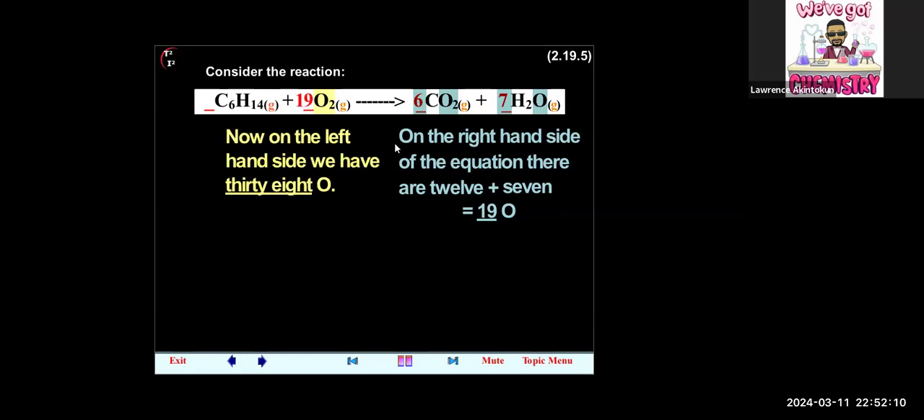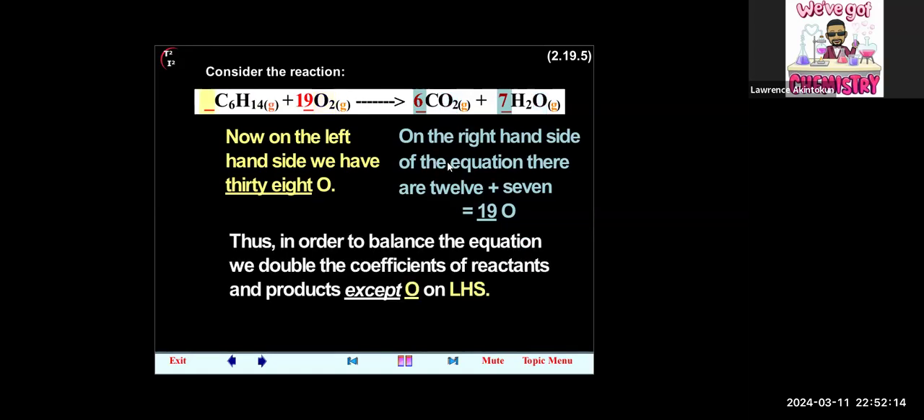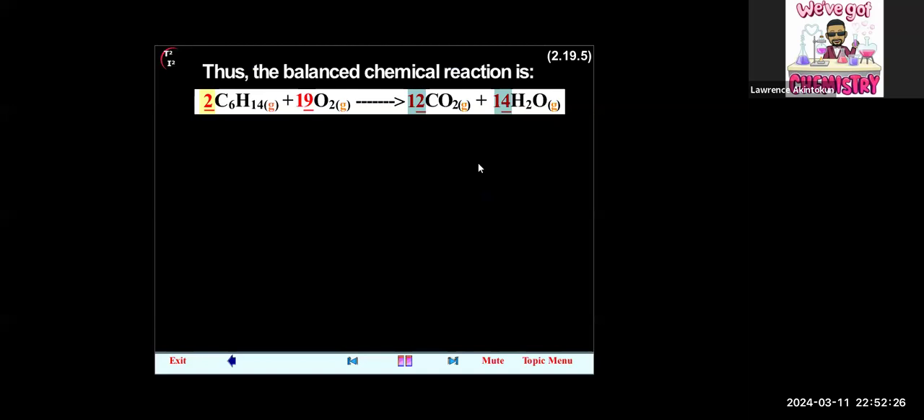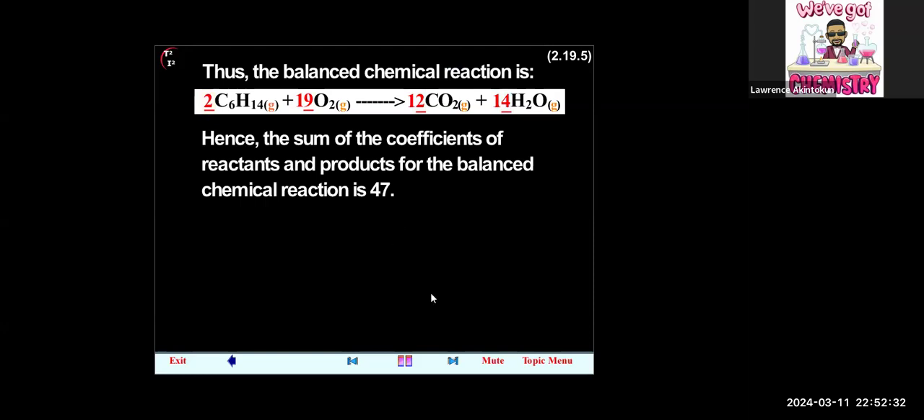Now, on the left-hand side, we have 38 O's. Thus, in order to balance the equation, we double the coefficients of reactants and products except O on the left-hand side. Thus, the balanced chemical reaction is... Hence, the sum of the coefficients of reactants and products for the balanced chemical reaction is 47.